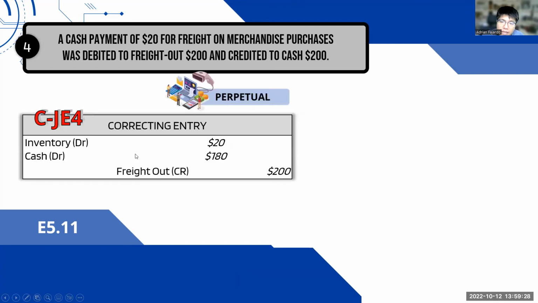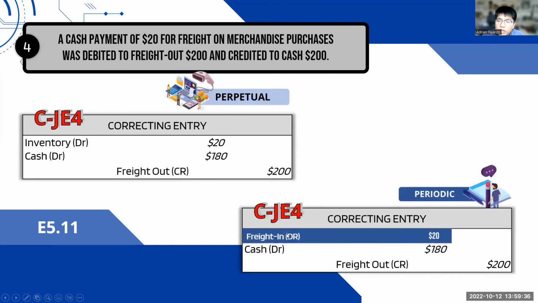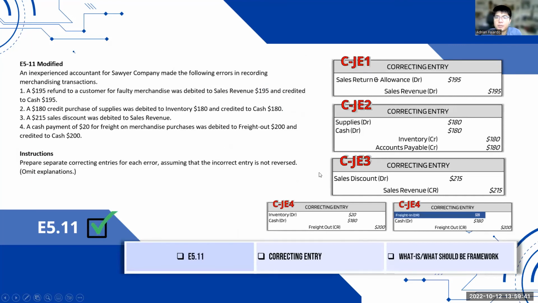So this is our perpetual. Now, is there a change? Yes, finally there is a change. Again, we don't use inventory in the initial purchase transaction. Instead, we use freight in of 20, right? So kindly take note of the difference. But these are our correcting entries.